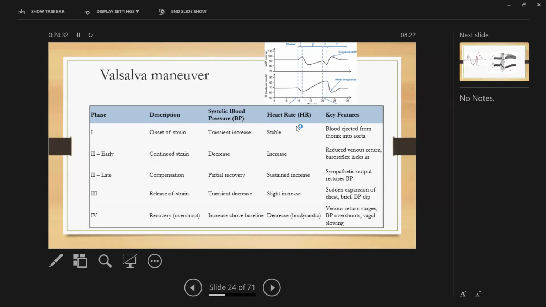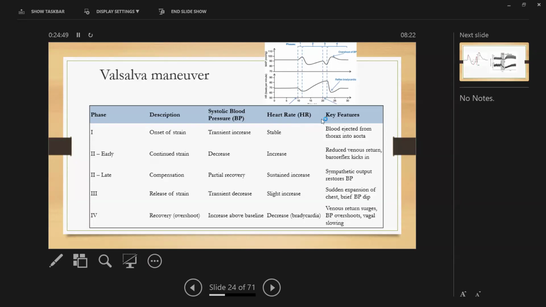Then the third phase is release of strain. When we stop straining, what happens suddenly? We take inspiration. There is a sudden expansion of the chest. At that time there will be a transient mild fall in BP, a dip, and the heart rate will more or less remain increased only.